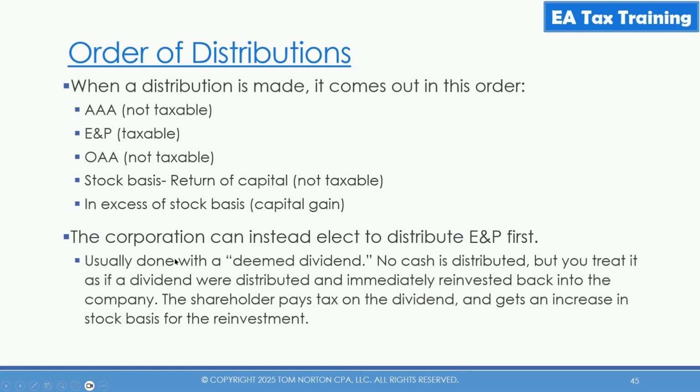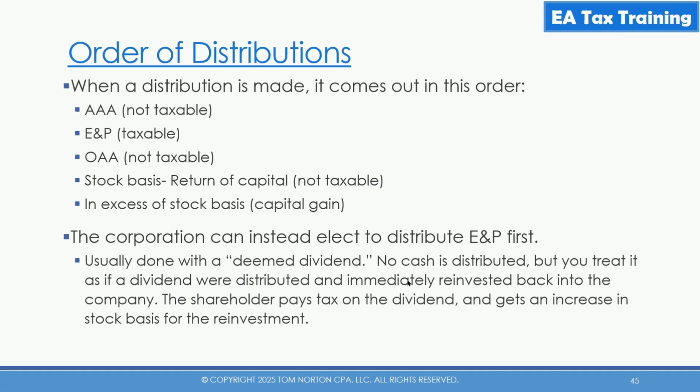But if they make this election, they usually do it with something called a deemed dividend. With a deemed dividend, you're playing make-believe. No cash is actually distributed, but you treat it as if it were distributed, and then the money was immediately reinvested back into the corporation. So the shareholder does have a dividend in this case, even though they didn't actually receive anything. It is a deemed dividend. So they have to pay tax on that dividend.